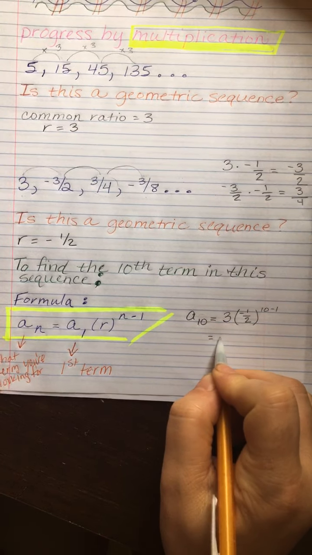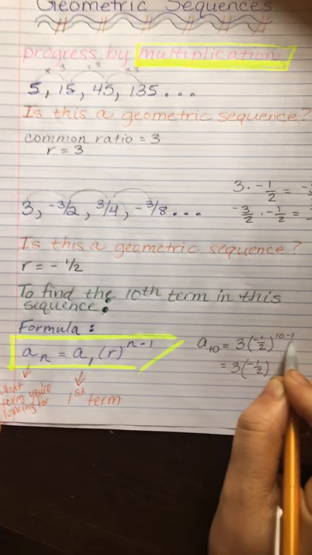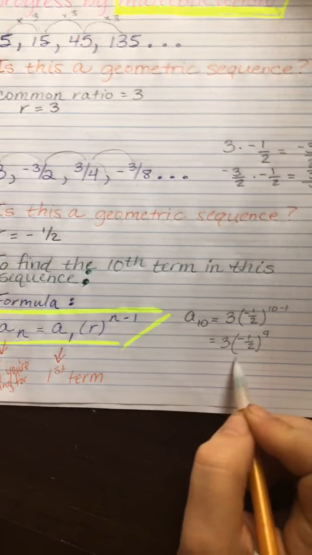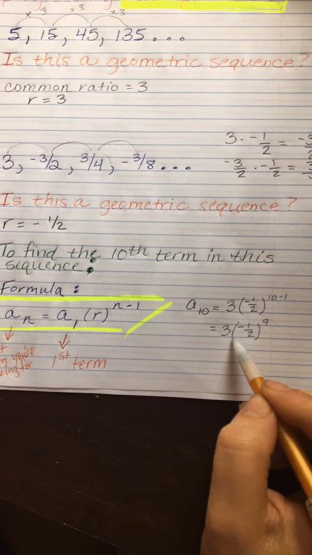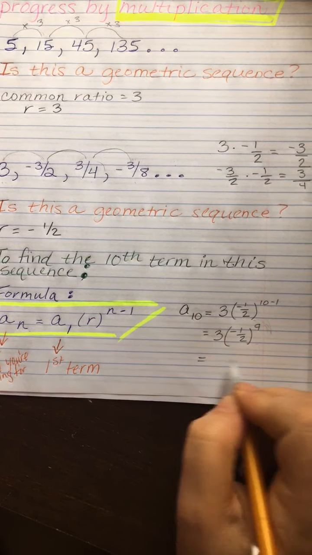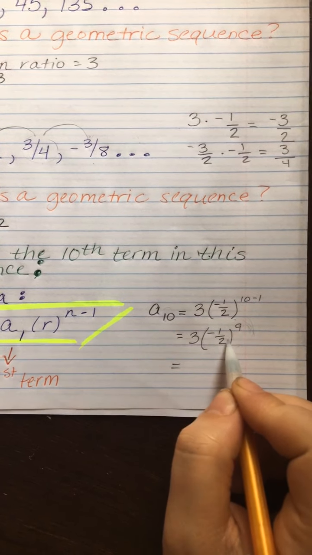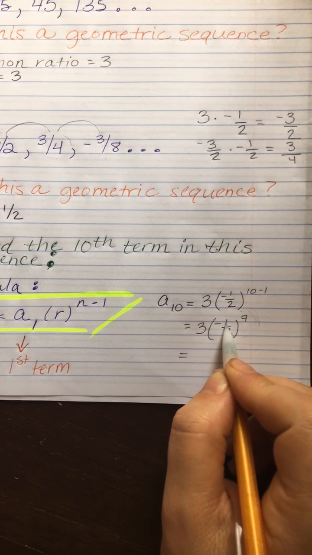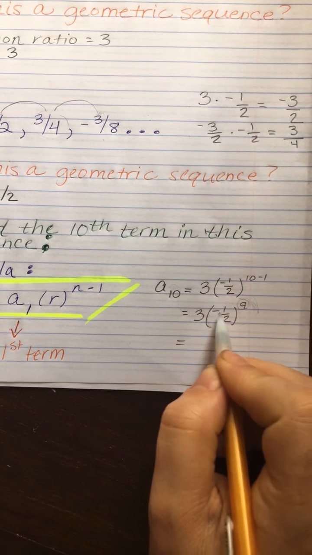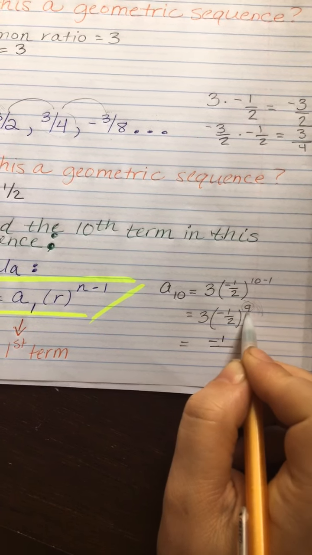Well, we can simplify that. So we have 3, then -1/2, and then 10 minus 1 is 9. So we're going to have to solve this. Remember, in our order of operations, which we've been working on, we have to do our exponent first. So we have to take -1/2 to the 9th power first. So -1 to the 9th power, remember this is an odd number, so the numerator is still going to be -1. And then 2 to the 9th power.